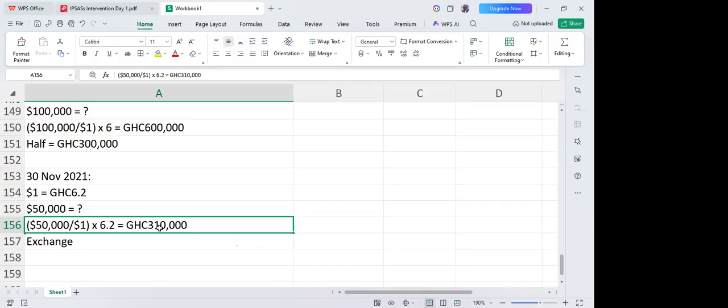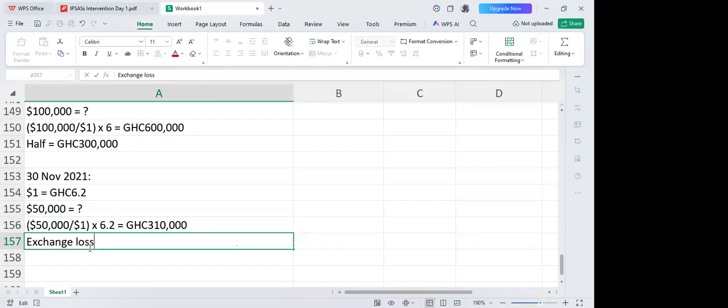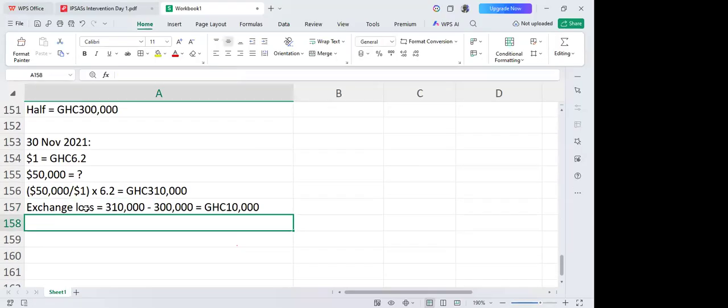Am I making a gain or a loss? Yeah, Collins, yeah, I'm making a loss. So the loss here will be 310 minus 300. So what do we get? 10,000. We get 10,000.